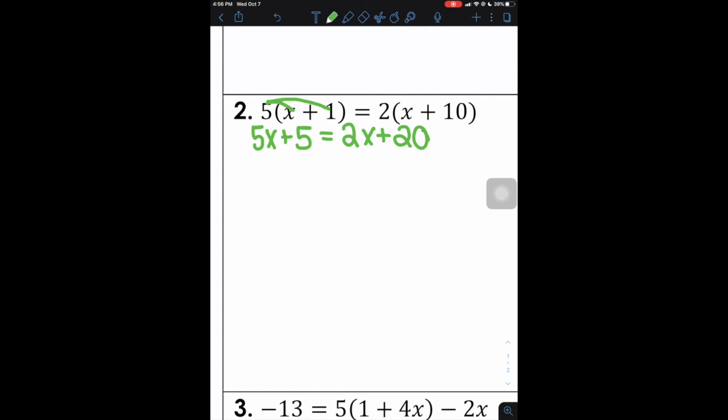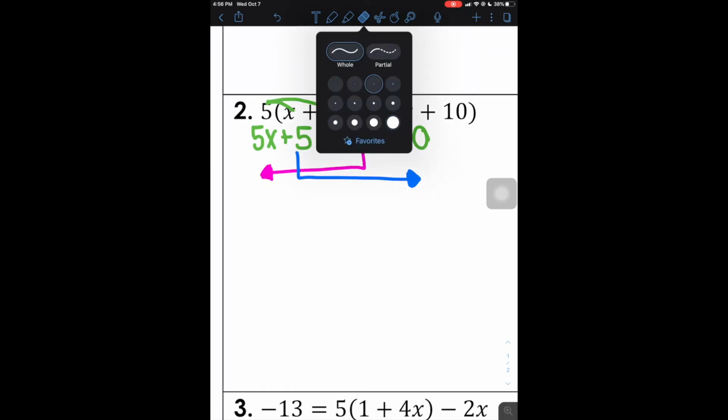Now, I could move my x. I'm going to try and not make this confusing. I could move my x over here first. Or I could move my 5 over there. But I would get the same answer in the long run. I'm gonna go ahead and go with the option of moving the 5.